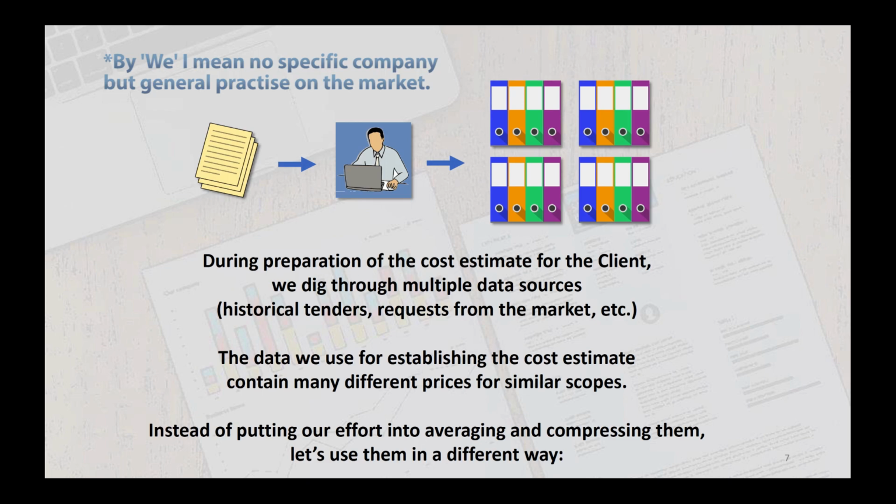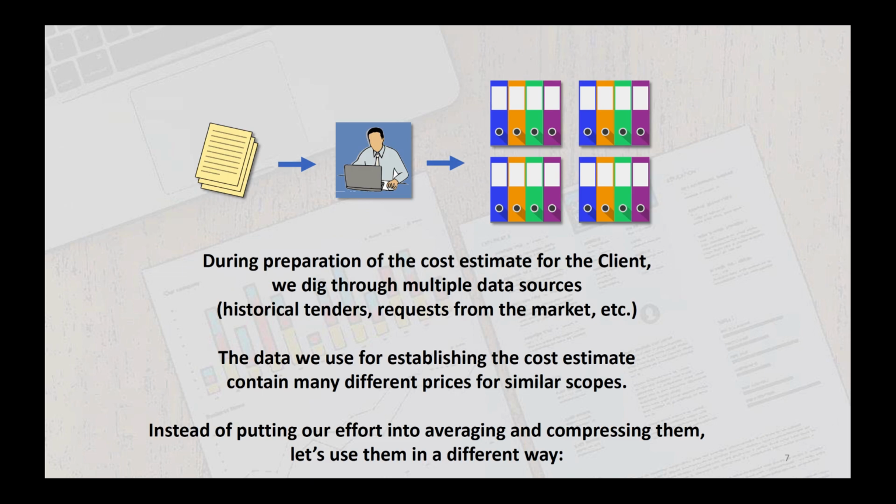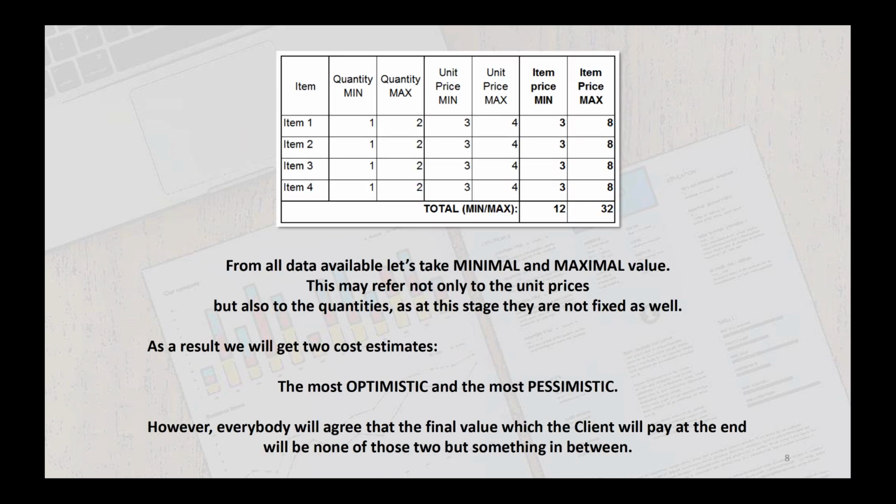So what we usually do is take all the historical data we have and compare it to the data we obtained from the client. However, instead of putting our effort into compressing and averaging everything, maybe let's consider a different way. From all the data we have available, let's take minimal and maximal values. And this may refer not only to unit prices, but also to quantities, currency risk, interest rates, everything that combines into the final forecasted budget for the client.